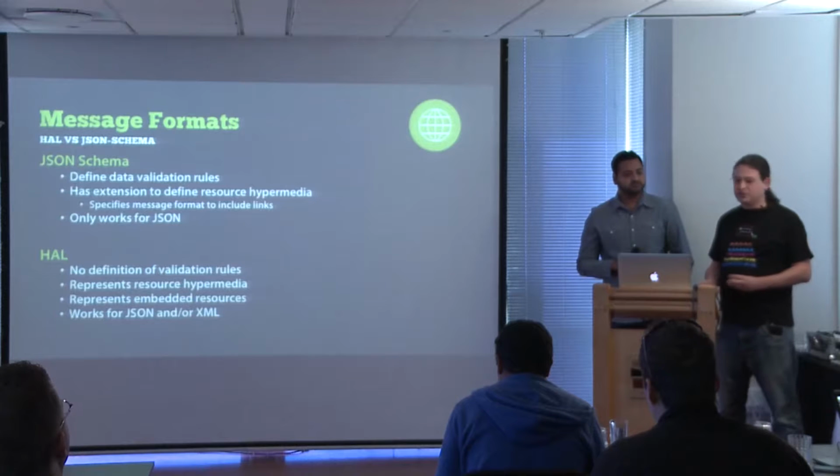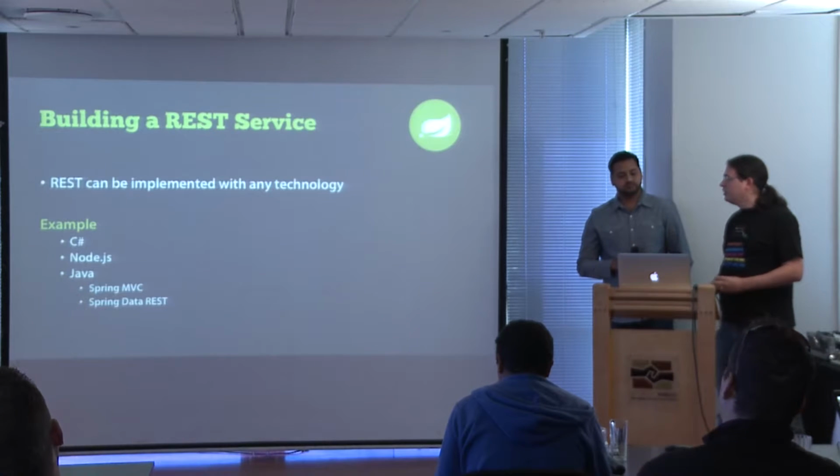Yeah, I think that's pretty much it. The main other thing just to note is that JSON Schema is tightly tied to JSON. So if you use JSON Schema, it has to be JSON. Whereas if you use HAL, you can still use XML message formats if that's better suited to what you're doing.